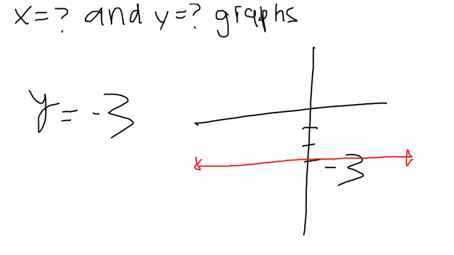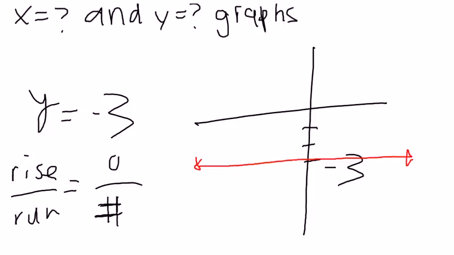Let's take a look at this slope. For rise over run, it doesn't rise at all, but it runs infinitely. It runs any number that you want. 0 over any number is 0. So the slope of a y equals graph is always 0. The slope of an x equals graph is undefined. And this is what happens when you try to graph an x equals and a y equals graph.